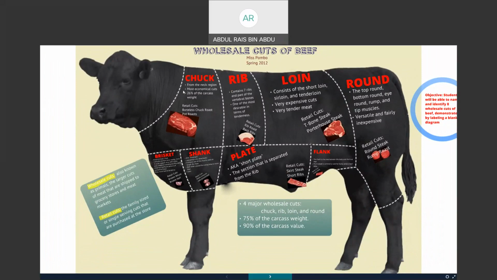All right, so the first part of the cow, see here, is the chuck. It's the neck region, and the most economic cut, the cheapest, they say. So the chuck is about 20% of the carcass. From this chuck, you can produce several cuts, such as the boneless chuck roast or pot roast.